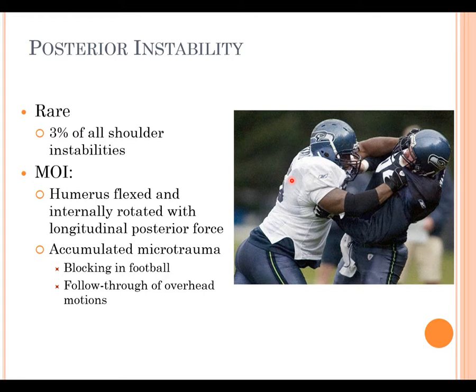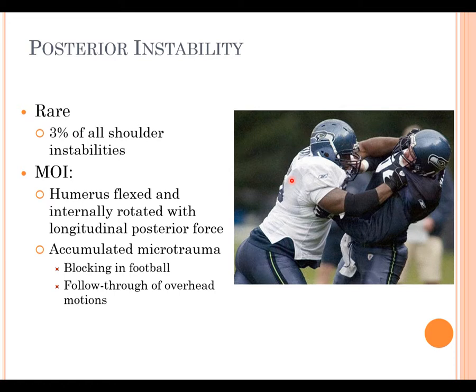This could occur with one big giant trauma, but oftentimes we see this posterior instability not really as a one-time posterior dislocation, but a bunch of micro trauma. So every time that they block, they're putting force on the posterior capsule, and it's loosening over time. So we see a lot of this with blocking in football. We also see some posterior instability, sometimes it can kind of go either way, posterior instability or posterior capsule tightness, when we do the follow-through motion after overhead activities.